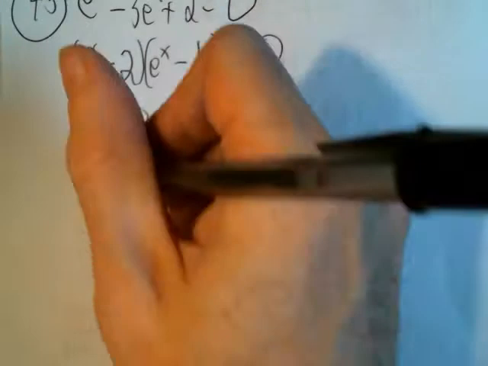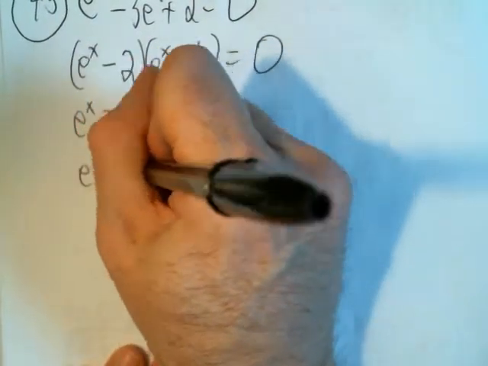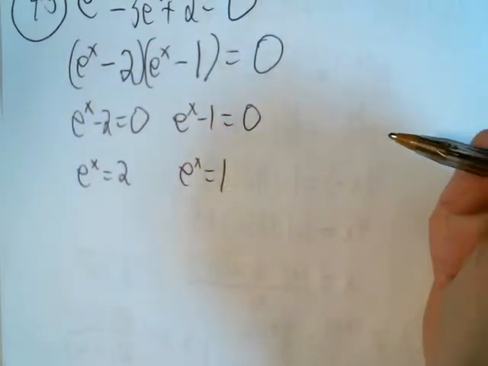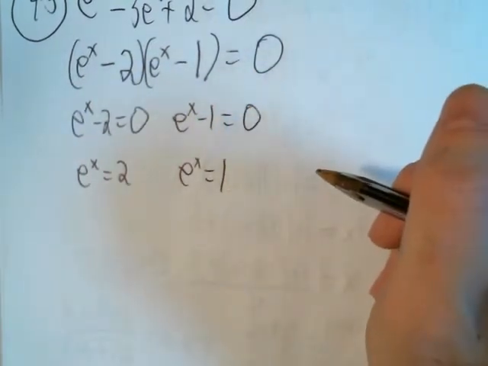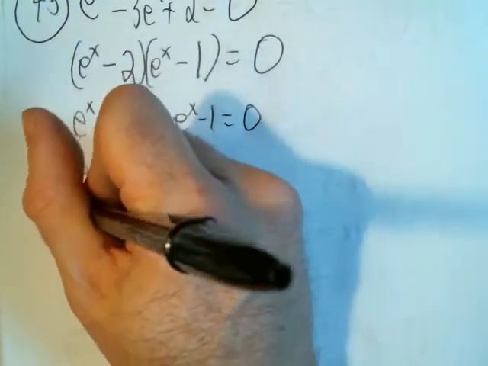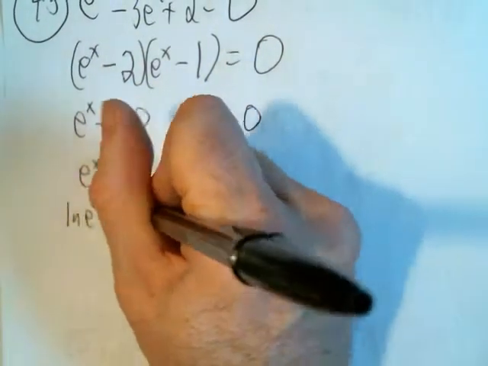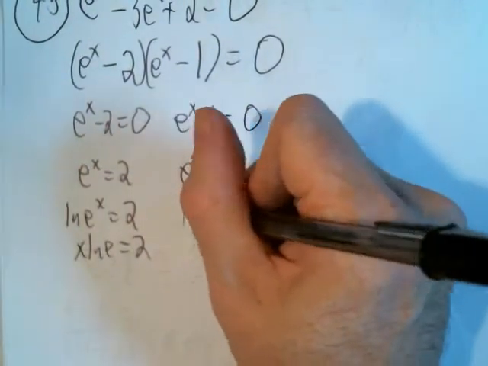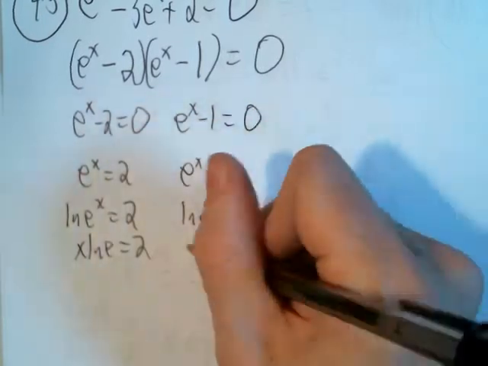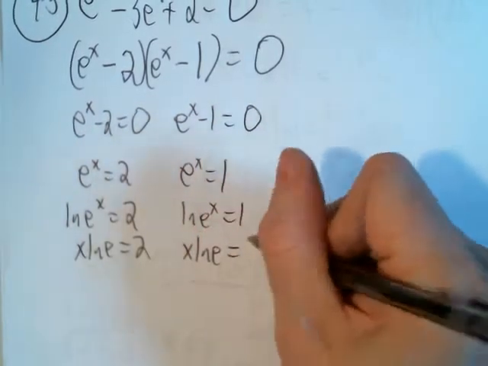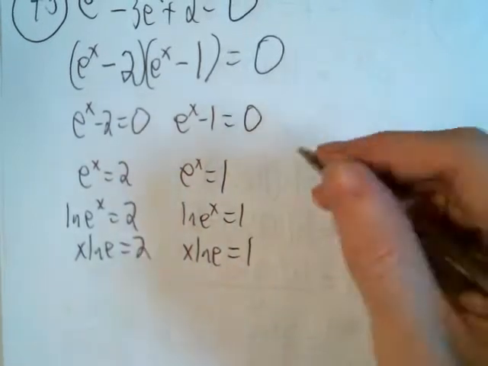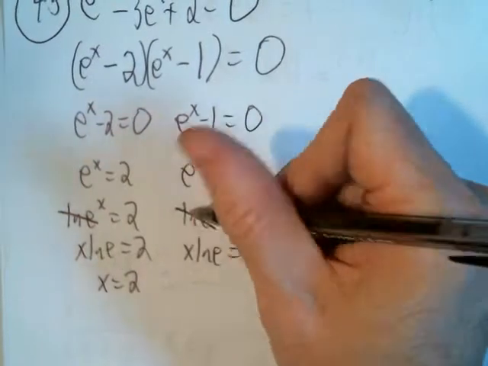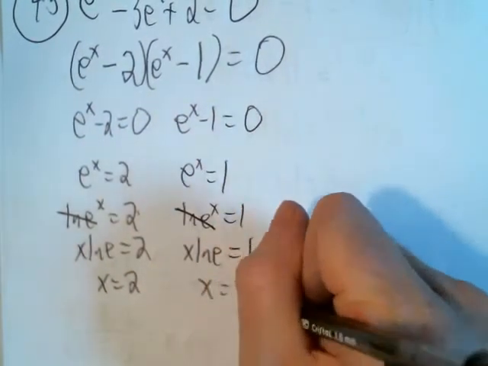Now to solve each equation, I have e to the x equals 2. Over here, e to the x is 1. And then you do ln on both sides. Ln of e to the x is ln 2, so x ln e is ln 2. Then over here, ln of e to the x is ln 1, so you have x ln e is ln 1. And then the ln of e, of course, is just 1. So you have x is ln 2. Or you can just go straight to the cancellation equations. Here x is ln 2. Here, x is ln 1.